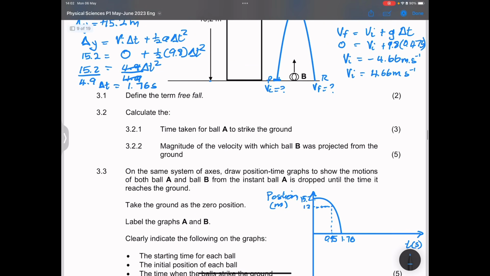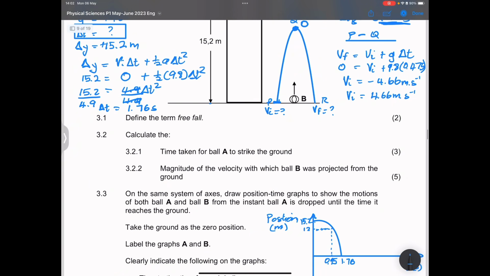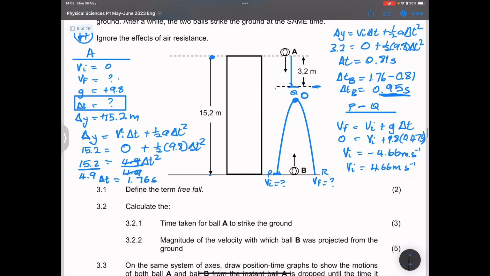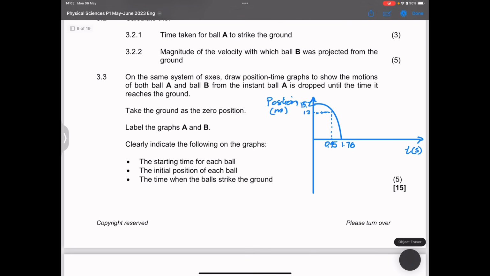So what about B in this case? Remember, B only started moving when A would have been at that height, at 0.81 seconds. It took 0.81 seconds to get to this point, but the total time of flight for B would have been 0.95. In fact, I did something incorrect there. This would be 0.81. Sorry about that, ladies and gents. And that would be 1.76.